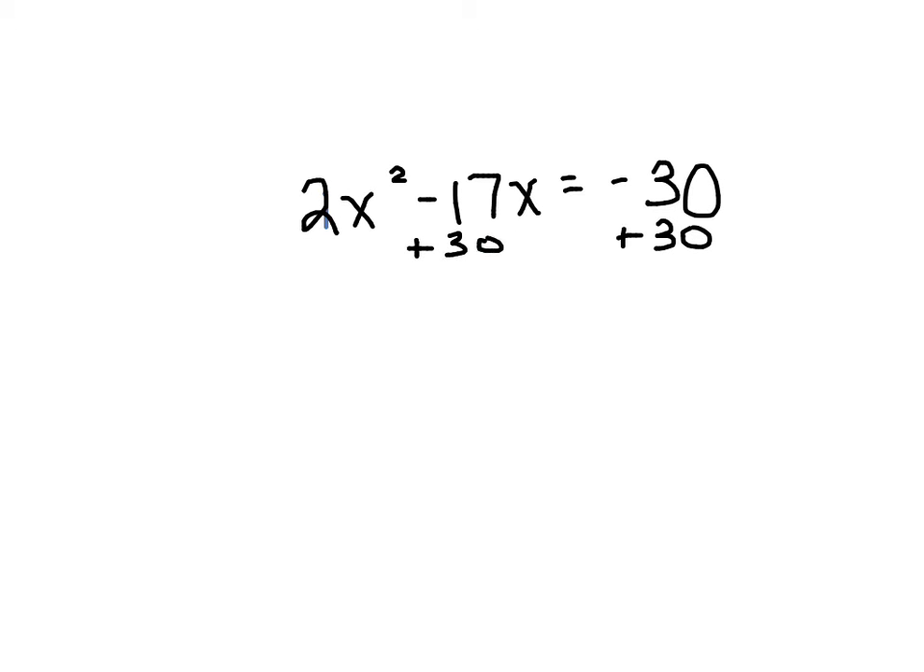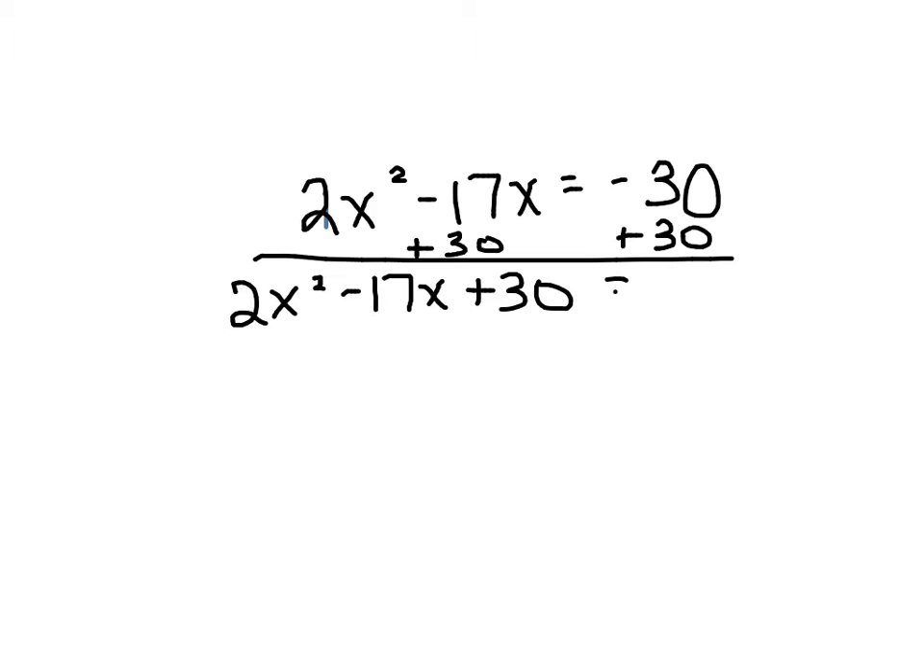Number 4 has 2x squared minus 17x equals negative 30. Now, on this problem, I cannot use square root here either, again, because you have x squared and you have an x in the problem. So you cannot use square root. So we need to factor. When you're factoring, you have to set it equal to 0. Is it equal to 0? Nope. So I need to add 30 to both sides. 2x squared minus 17x plus 30 equals 0.